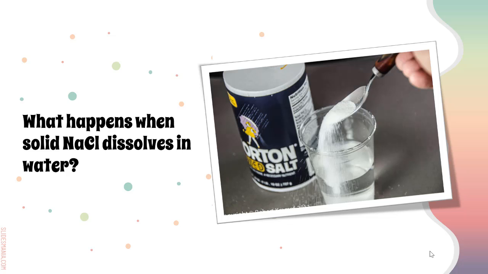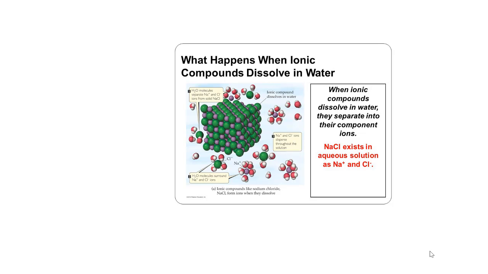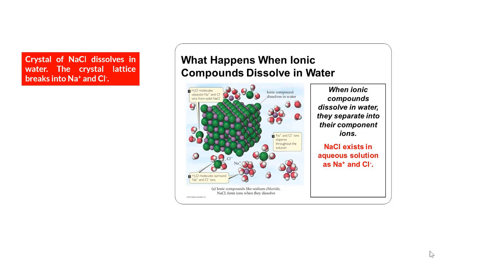What happens when solid sodium chloride dissolves in water? In the solid sodium chloride, the sodium ions and chloride ions are held together by strong electrostatic forces. But when a small crystal of sodium chloride dissolves in water, the crystal lattice breaks into sodium ion and chloride ions.